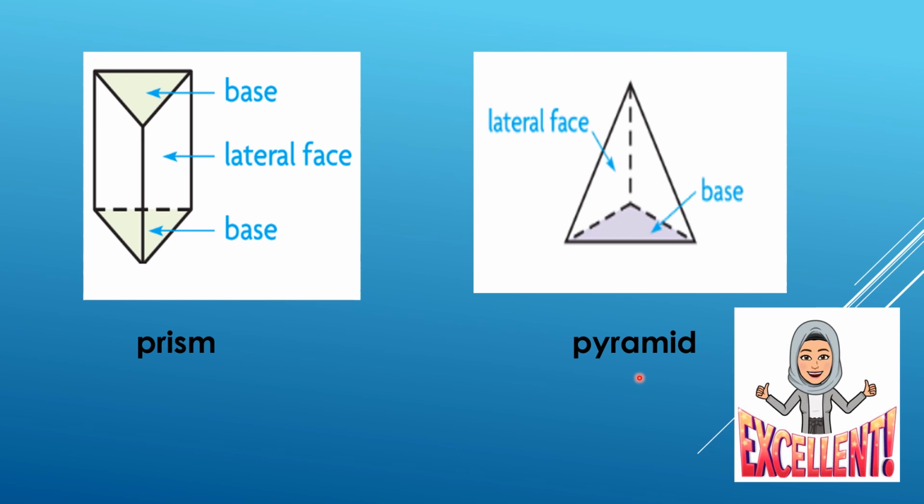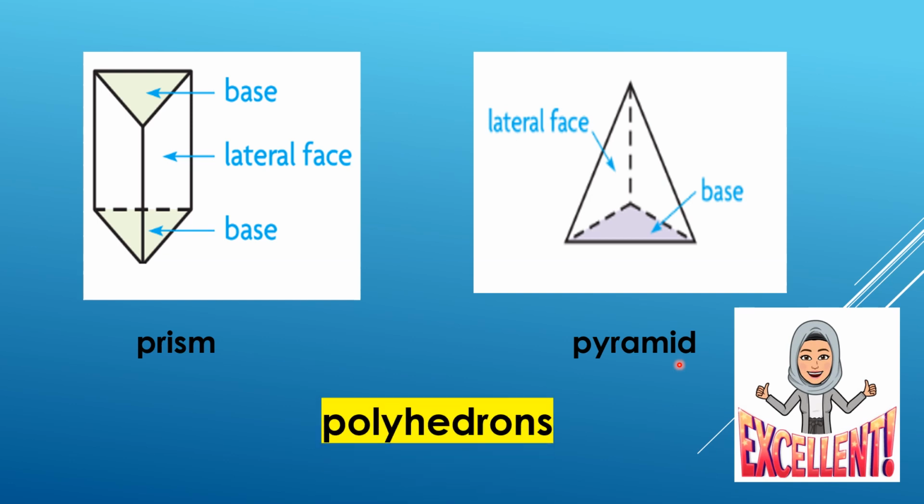Now there's a new vocab word that you will learn in this lesson. Prisms and pyramids are called polyhedrons. Let's say this again. Polyhedrons. It's a classification in 3D shapes. They are called polyhedrons. Why?